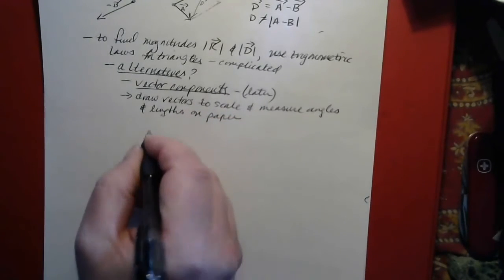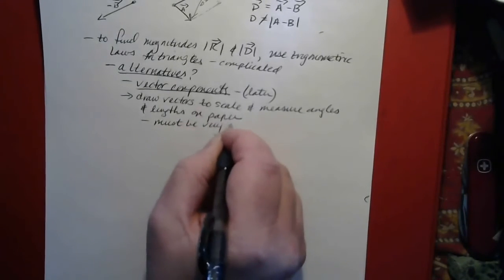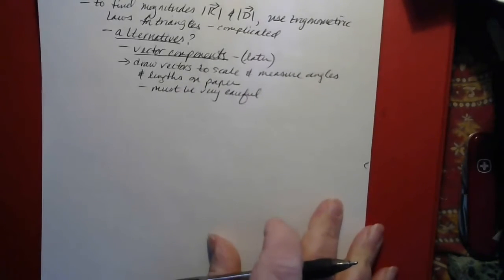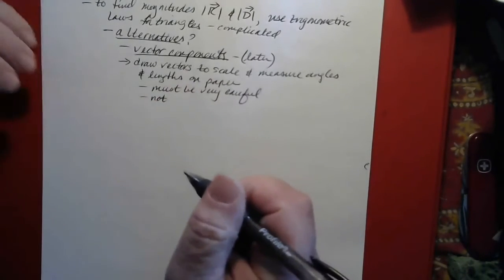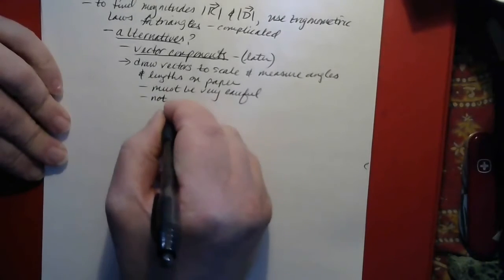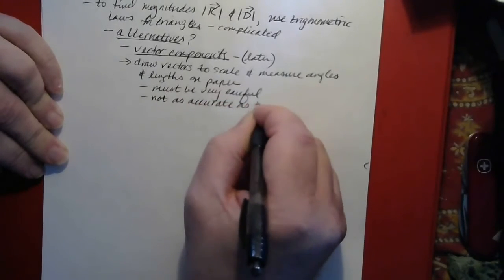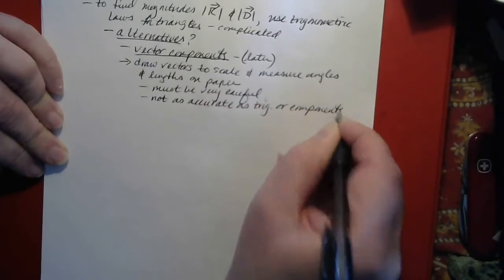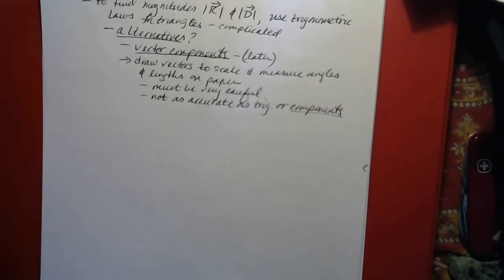So this is basically doing it on paper. And as I said, this method requires a lot of care. You have to be very careful to be very accurate, and it's still not as accurate as trigonometry or components. So in the end, our favored method for doing stuff like this is going to end up being components. A little foreshadowing there.